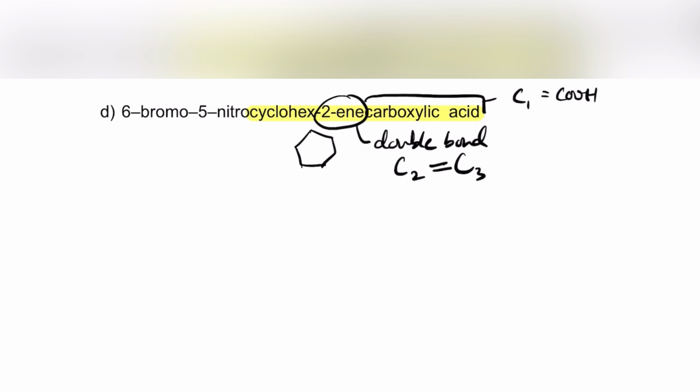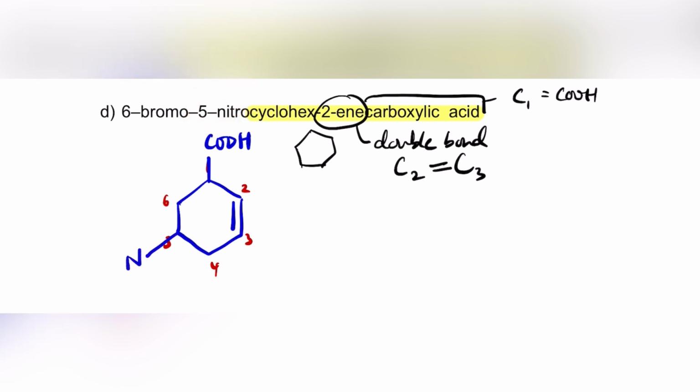So let's try draw this one together. First thing first, draw your cyclic ring first with 6 carbon atoms, and then give the numbering so that you can understand clearly what you are drawing. And then at the first carbon you have COOH, and then at the carbon number 2 and 3 you have double bond, and then after that at carbon number 5 you have nitro, this one. So nitro, put the bond first, bonded kepada N, and then dia ada O2. And then last one we have 6 bromo, put the bond first, attached to Br. So settle for the drawing of D.